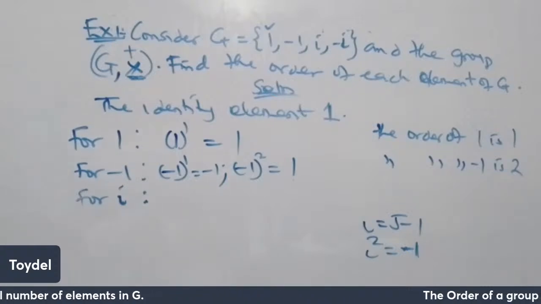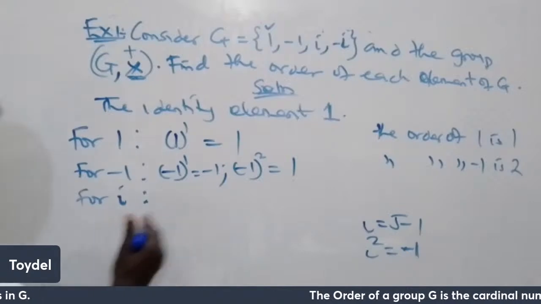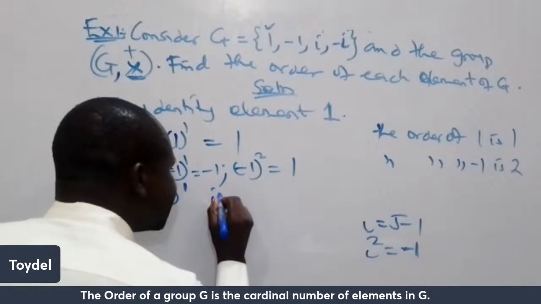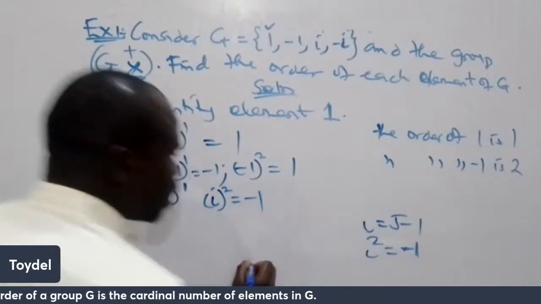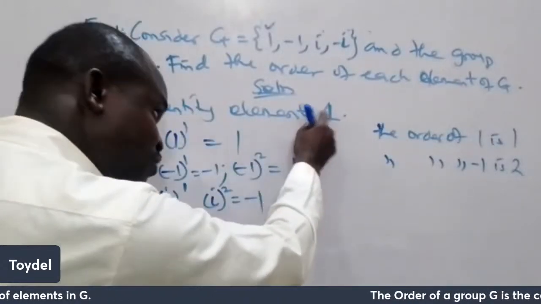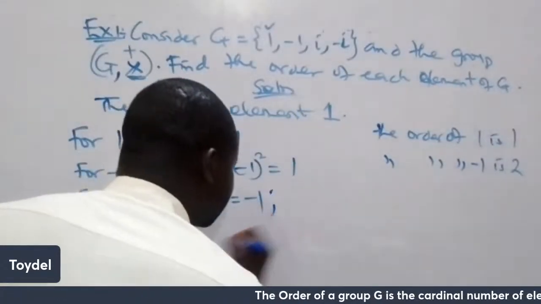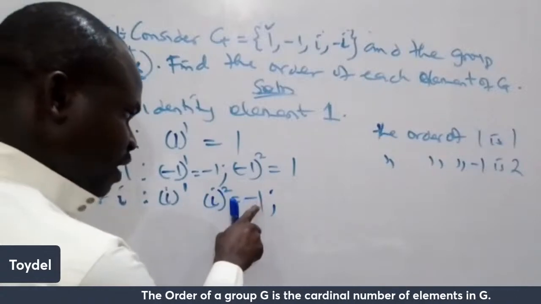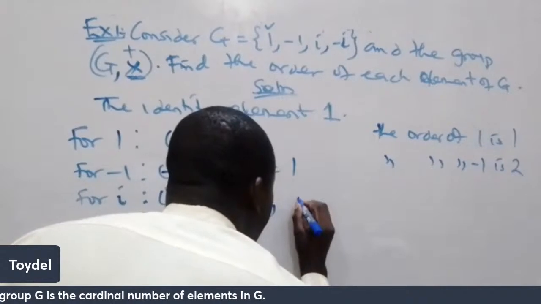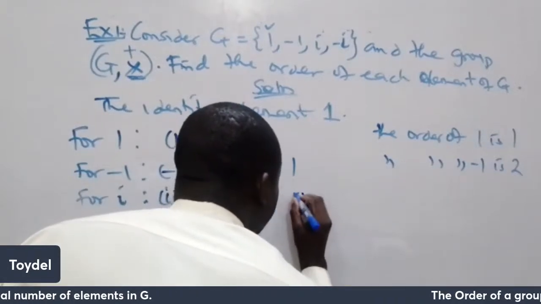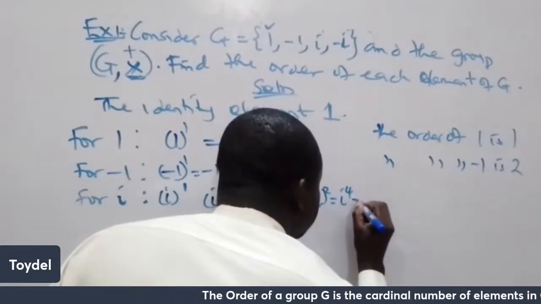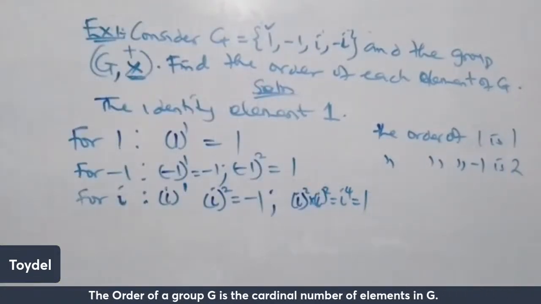For I, what will happen? I raised to power 1 is I, but I raised to power 2 will be equal to -1. But the identity element under consideration is 1. So how do we get that? If I squared is -1, then minus times minus will be plus. So I will say I raised to power 2 multiplied by I raised to power 2. That is I raised to power 4. It's going to give me 1. That's when I'm going to get that 1.